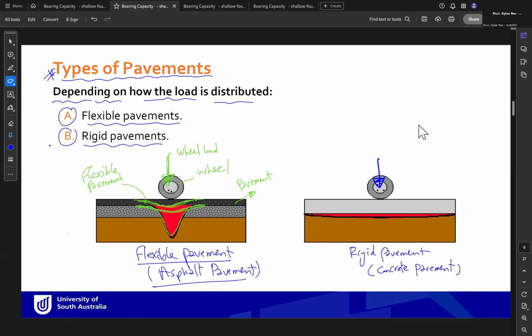Okay, so this is our wheel load and this is the wheel. So as you can see, the pavement transfers the stress on a wider area or wide area. Here, narrow area of stress distribution.